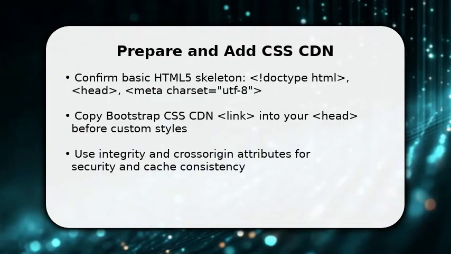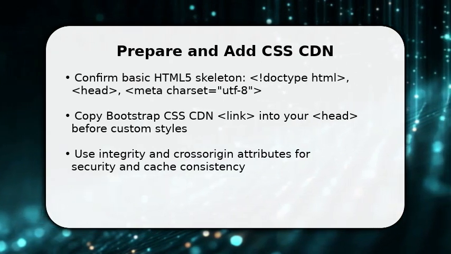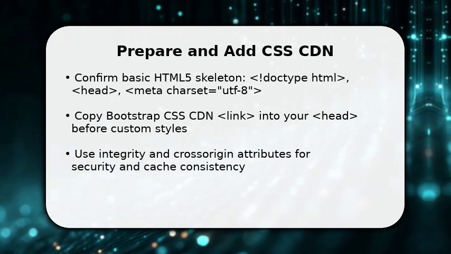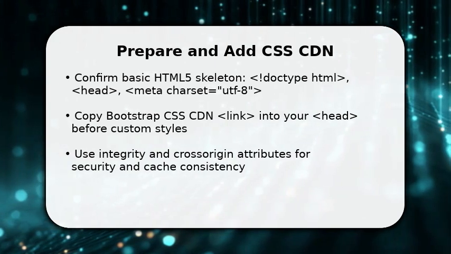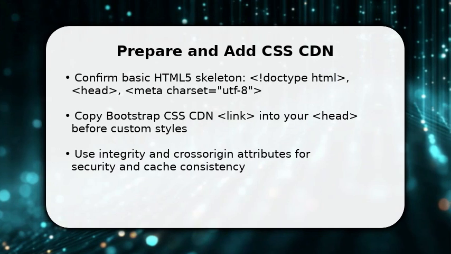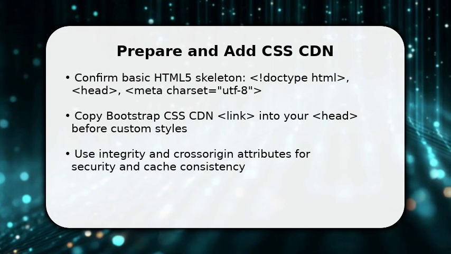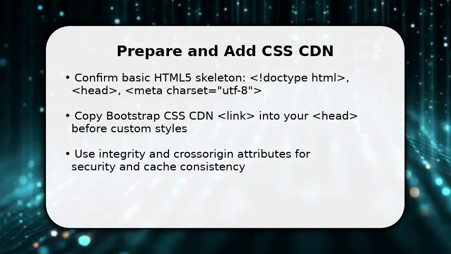You start by opening your HTML file and placing the Bootstrap CSS CDN link inside the head. Do this now. Add the link element before any of your custom styles so Bootstrap rules load first. Once inserted, include integrity and cross-origin attributes to ensure resource integrity and consistent caching behavior. This prevents mixed content problems and speeds iteration.